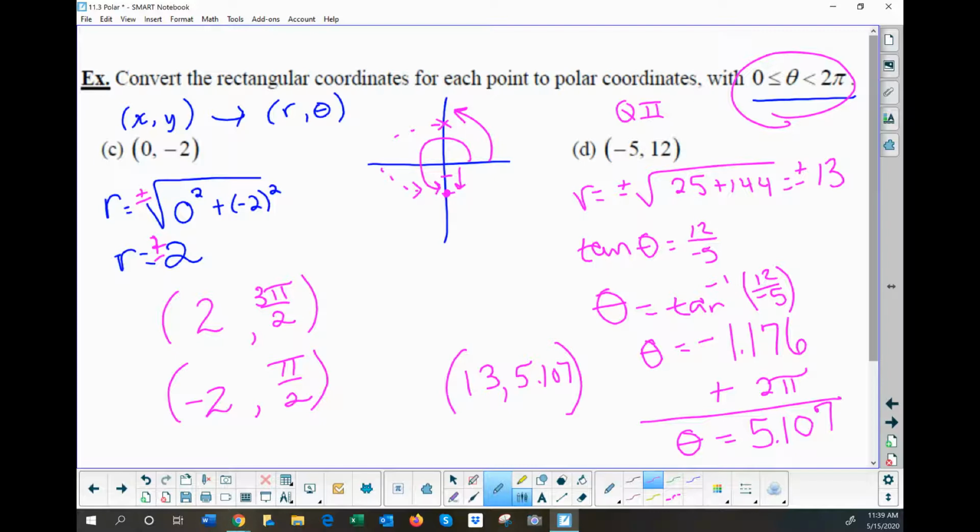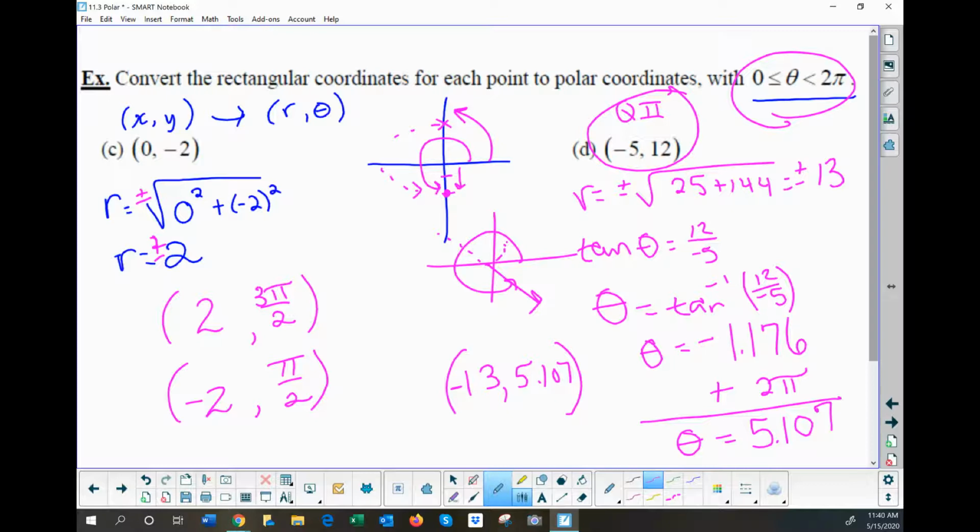which doesn't seem like that is... Oh, that'll land me into quadrant 4, wouldn't it? Yeah, I was thinking that's not going to get me into quadrant 2 like I need it to be, so I'm going to tag on a little negative there. Okay, so negative 13, 5.107. The other option I could have is I want to be over here for an angle measure, don't I?